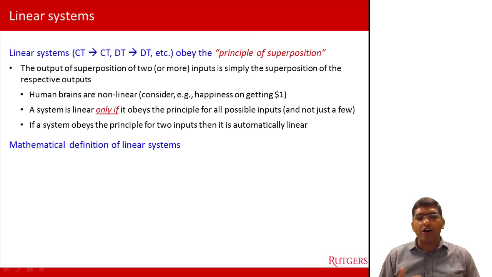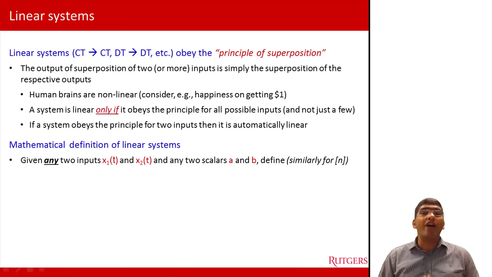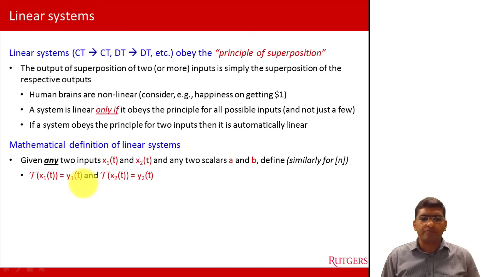And so mathematically, because of this reason, the mathematical definition of linear systems is that if I give you any two inputs, again the emphasis here is any two. If you pick two specific ones that it happens, doesn't mean that it's going to happen for some other two inputs. So given any two inputs, x1(t) and x2(t), and given any two scalars, a and b, real or complex valued, and here I'm going to focus on continuous time systems. It's the same argument for discrete time systems.